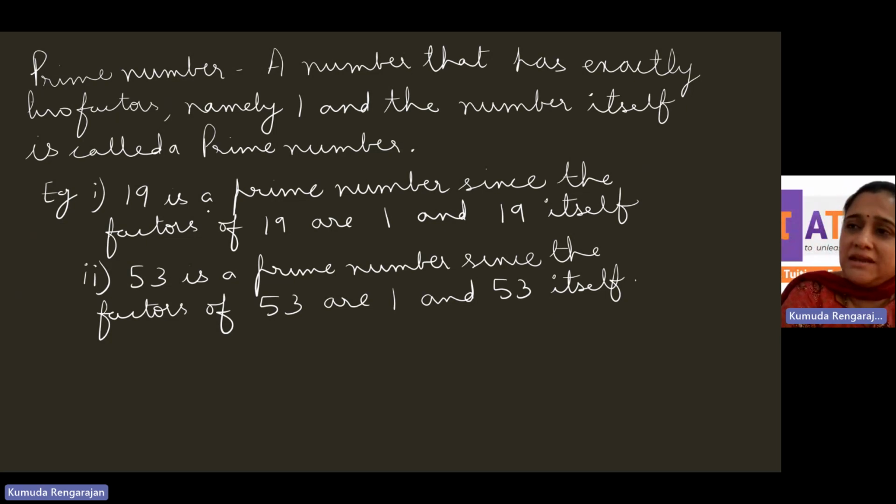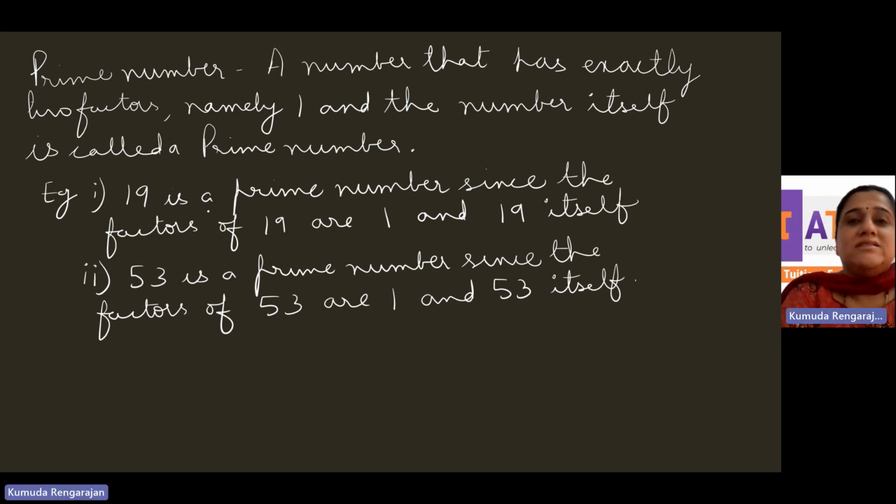Does 19 happen in any other multiplication table? Do you get the number 19 in the table of 2? No, 2 9s are 18, 2 10s are 20. 19 does not happen. In the table of 3, 3 6s are 18, 3 7s are 21. 19 does not come. Am I clear, children?